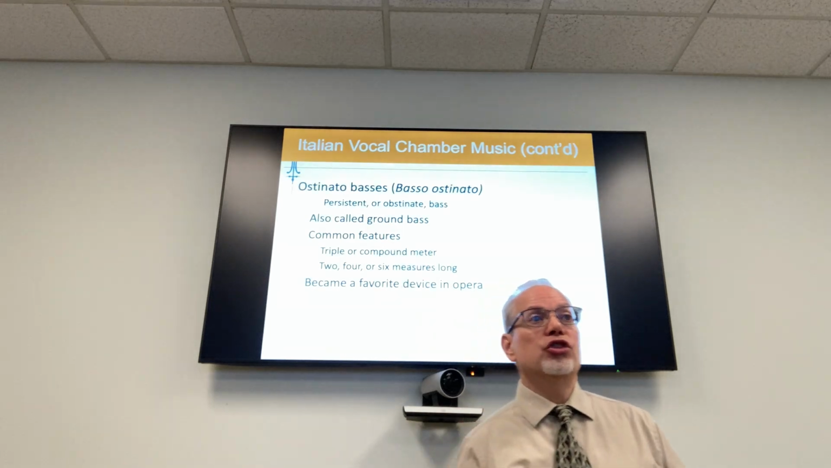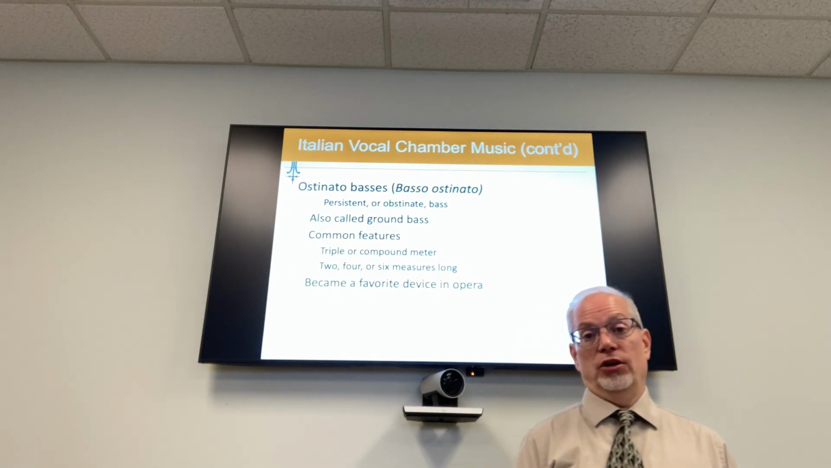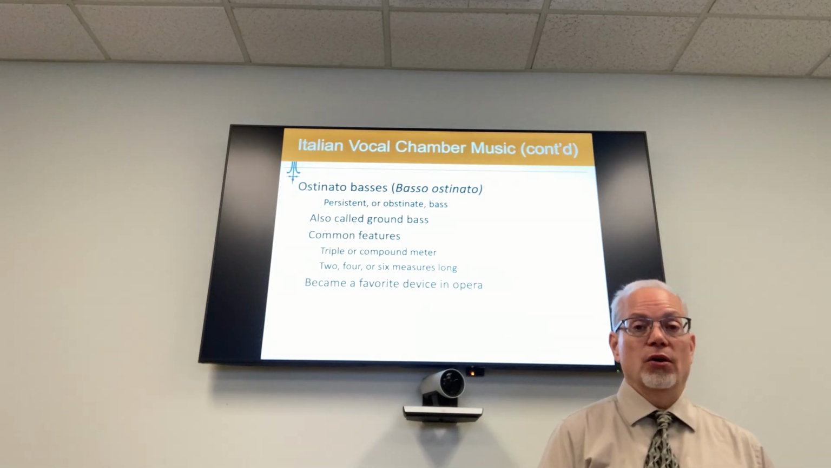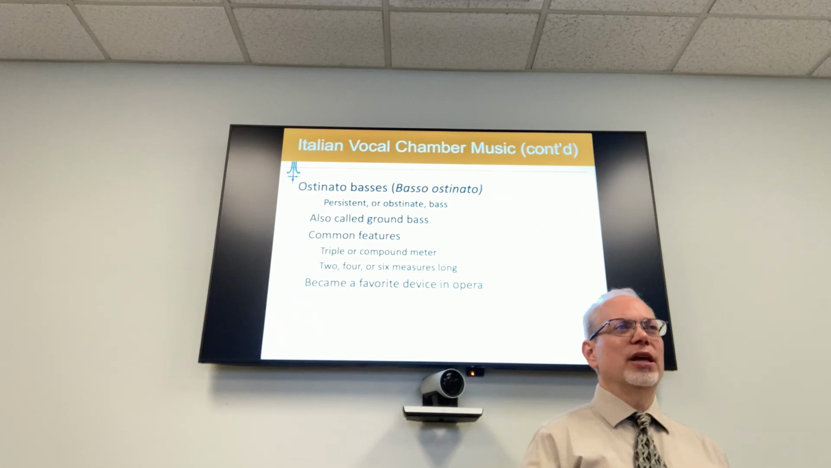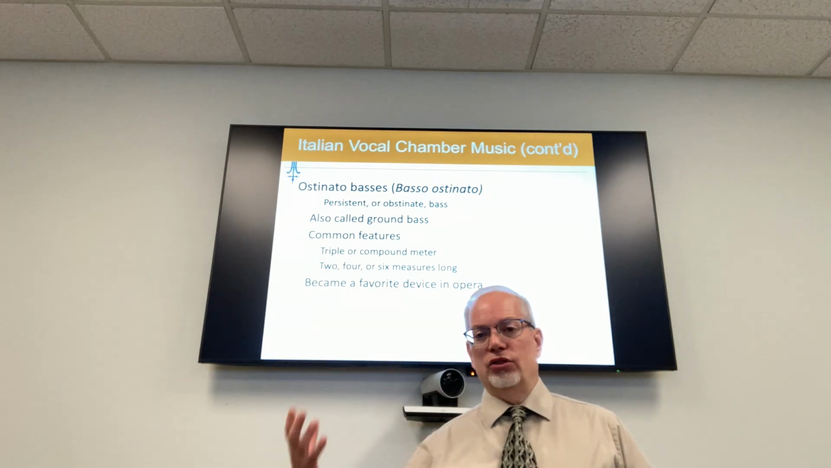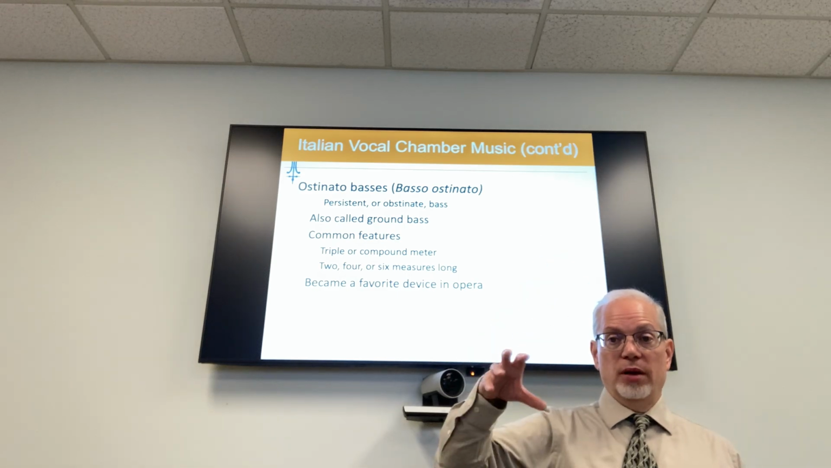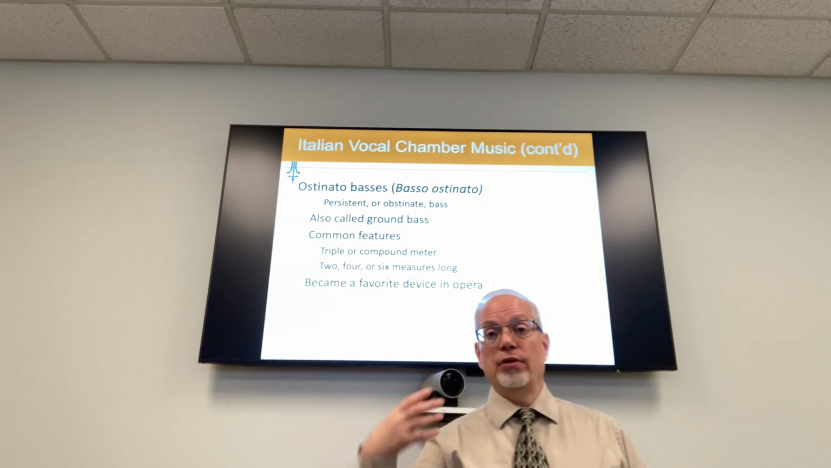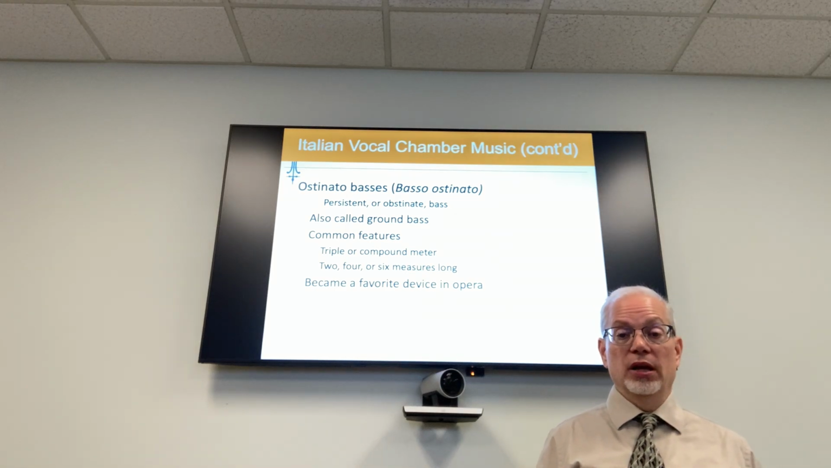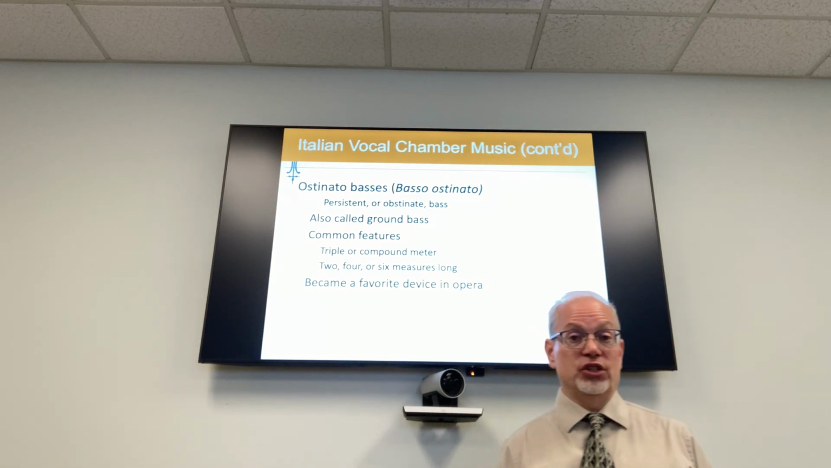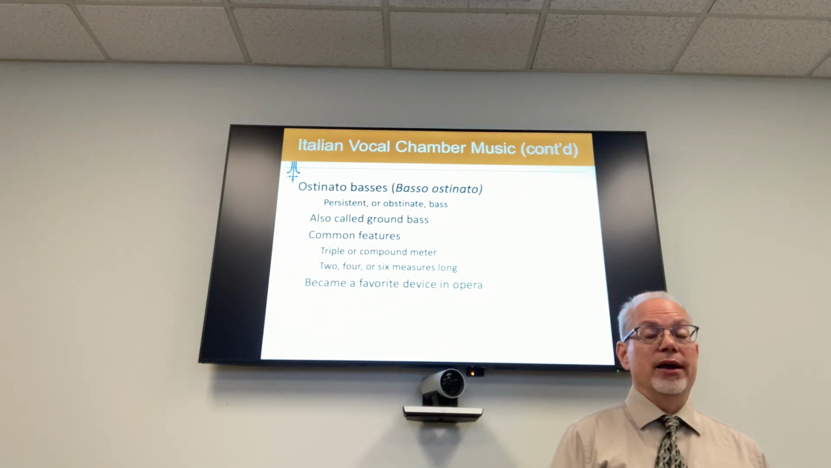So a new style comes along called the basso ostinato. The basso ostinato, also known as the ground bass, is essentially vocal, so it's voice with accompaniment. It's going to be in a triple meter or a compound meter. Remember, compound meter, triple division of the beat. So a common compound meter would be 6/8, or a triple meter like 3/4.